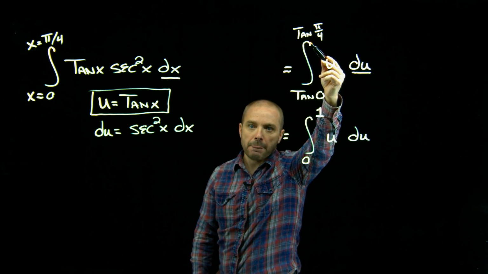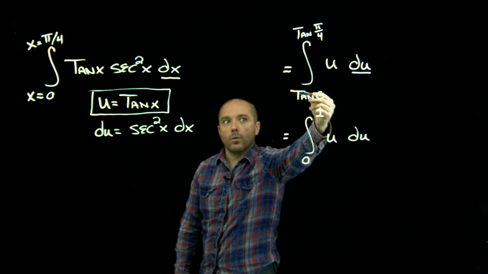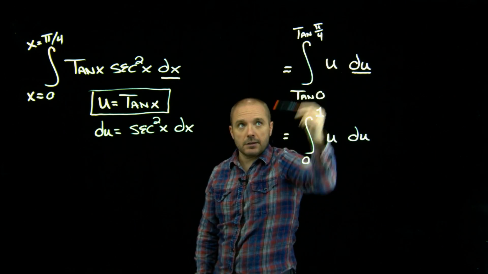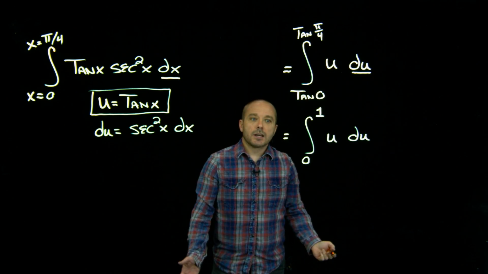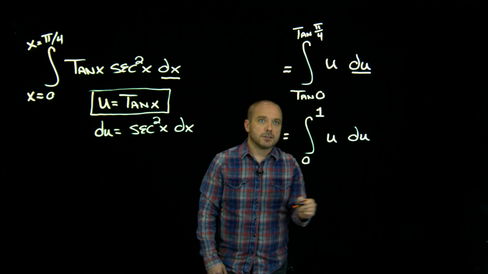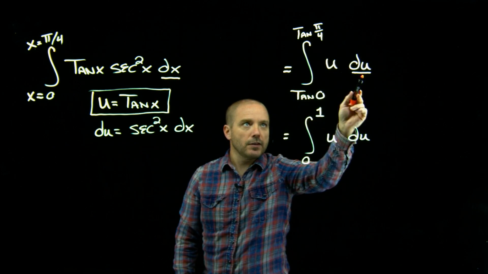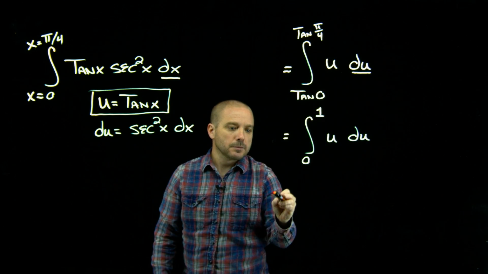Also, with trig functions, as we'll see later on, your new limits might go from 0 to 0, in which case you're done, or 1 to 1. These limits might end up being the same because of the periodicity of trig functions, in which case you don't even have to find the antiderivative. So always update these limits. Every time there's a change in variable, change the limits.